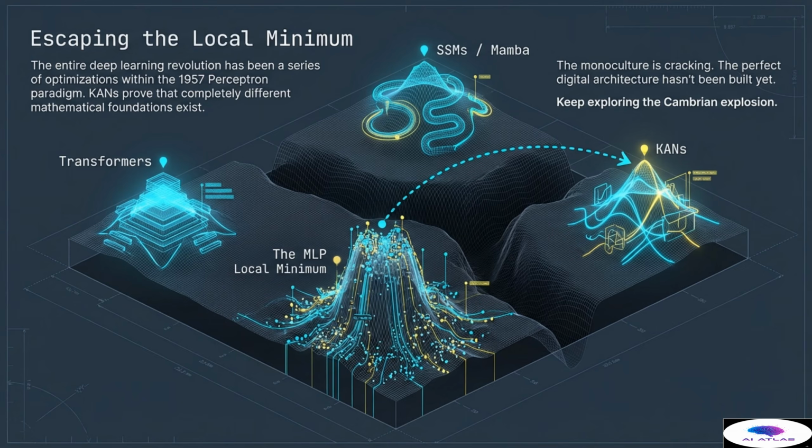This diversity in architecture is essential for progress. It allows us to match the right tool to the right problem, rather than trying to force every challenge through a single type of model. The future of AI will likely involve a mix of these different approaches, each excelling in its own domain.